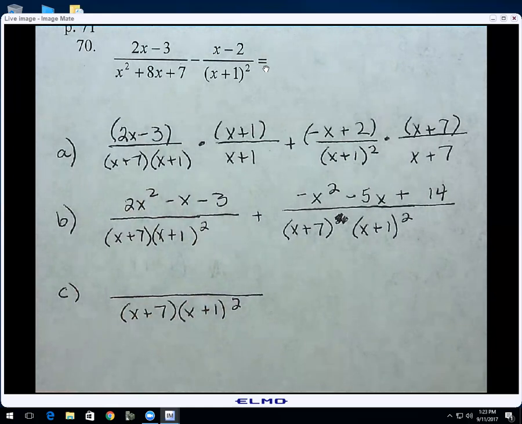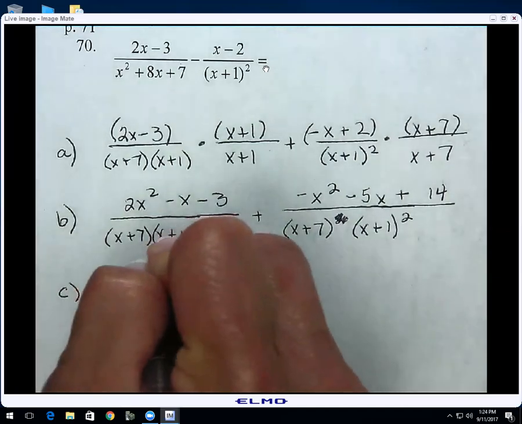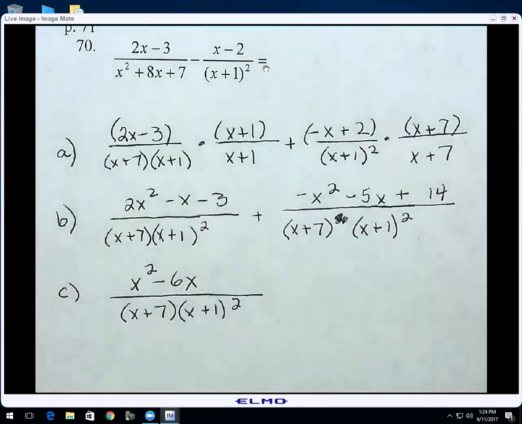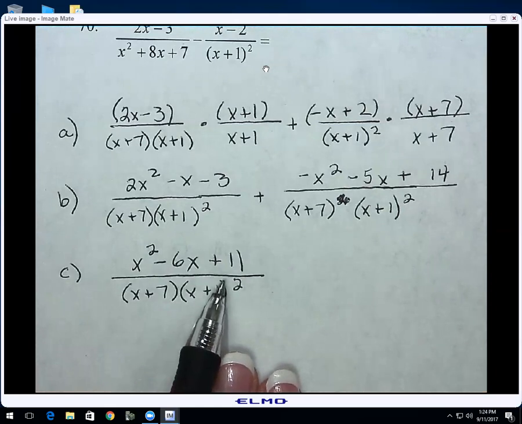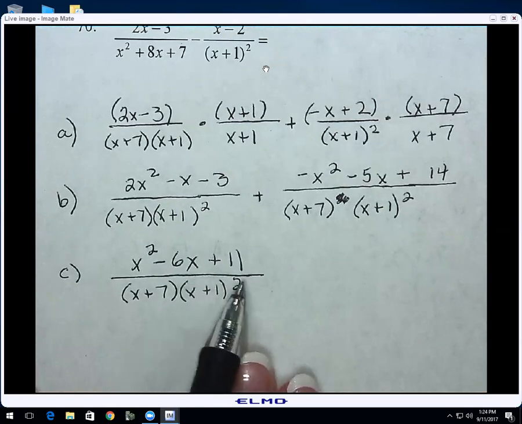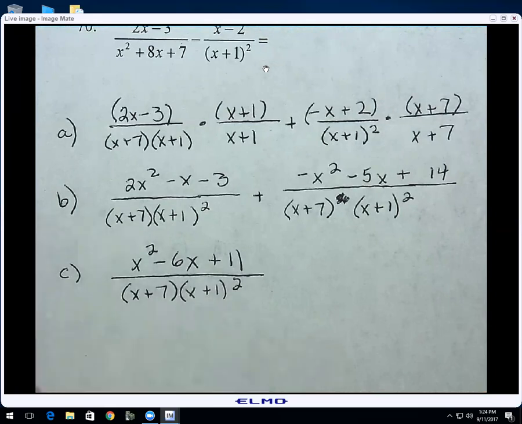What did you get when you combine like terms? X squared minus 6x, and then what? Plus 11. That's right. You always need to see if it will reduce, but the only way that will reduce is if you can factor that numerator. Are there factors of 11 that have a sum of 6? Nope. So that's the answer.